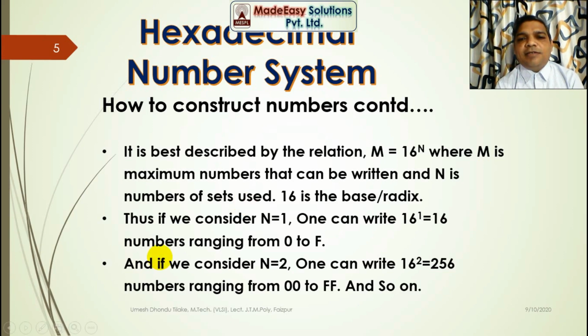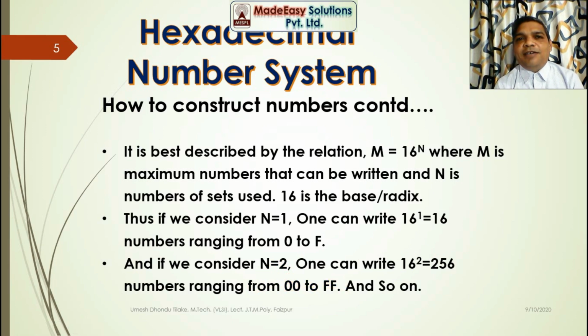So the formula is m is equal to base power n. Here base is 16, that's why I have taken m is equal to 16 power n. So m is nothing but the maximum numbers I can write, and n is the number of sets used. So here if we consider n is equal to 1, that is one set, then we can write 16 power 1 is equal to 16 numbers ranging from 0 to F, that means 0 to 9 and A to F. And if we consider n is equal to 2, then we can write 16 power 2 is equal to 256 numbers ranging from 00 to FF and so on.